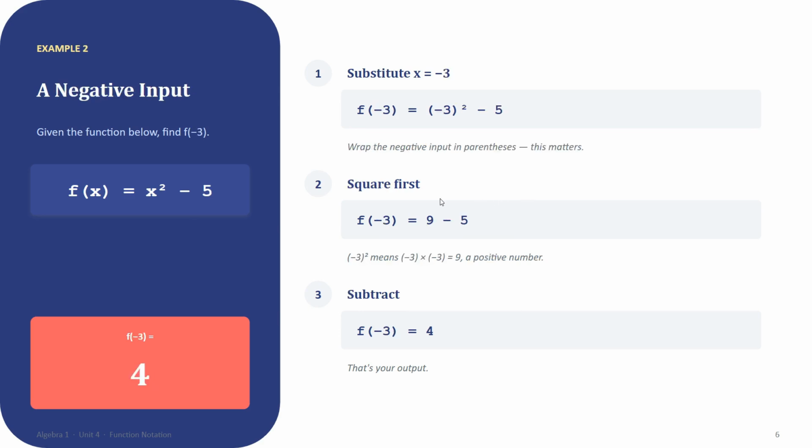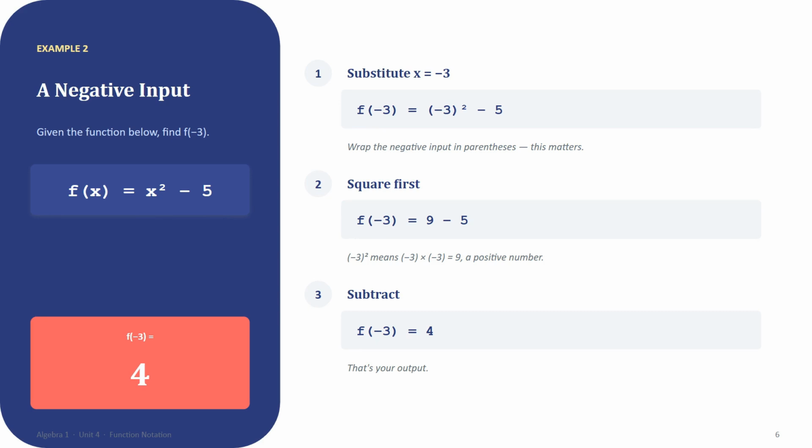A negative input. Given the function below, find f of negative 3. f of x equals x squared minus 5. The first step is to substitute x equals negative 3. For every x we substitute negative 3. So f of negative 3 equals negative 3 squared minus 5. And for the negative 3, we wrap the negative input in parentheses, and this matters.